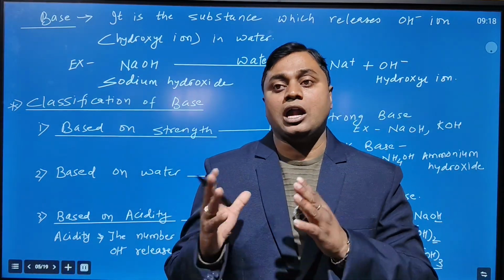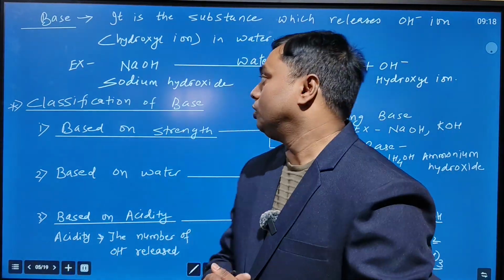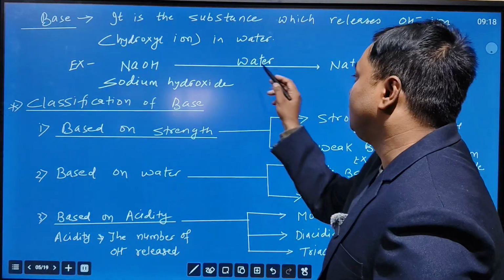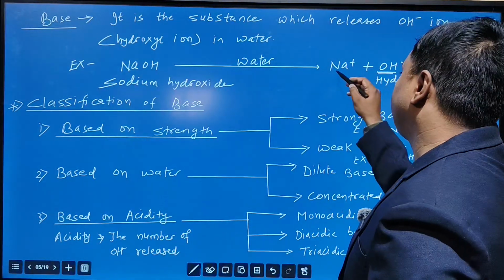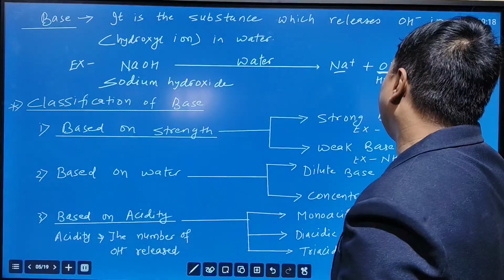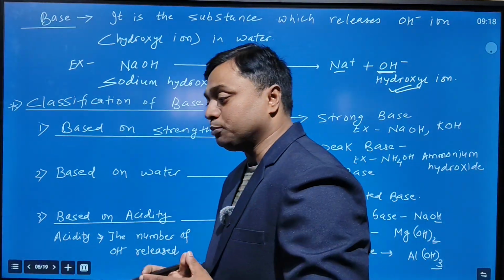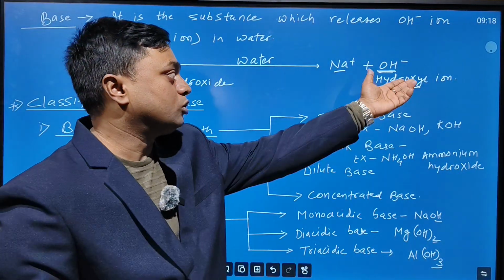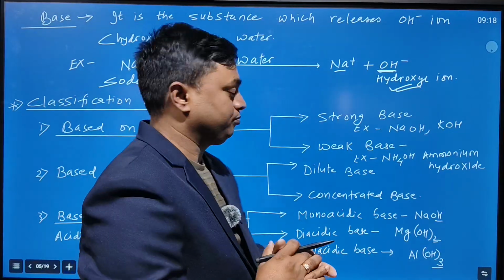Next, when we talk about the base, generally a base is defined as a substance which gives OH minus ion or hydroxyl ion in water. For example, NaOH, in water it gives you Na plus and OH minus ion. So any substance which gives OH minus ion, which is called hydroxyl ion, is considered a base.